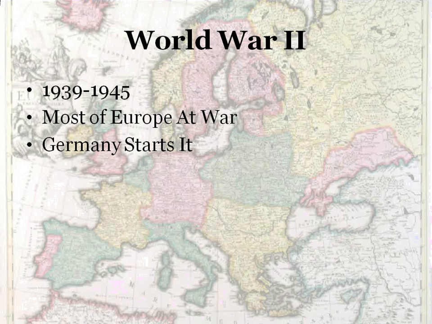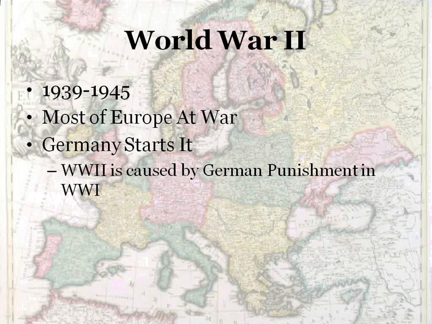That's a big chunk of eighth grade. Germany starts it, and as you told me, World War II is caused by German punishment after World War One. President Wilson was correct. Don't punish Germany, we'll have another war. France and Great Britain didn't listen, and we all paid the consequence.